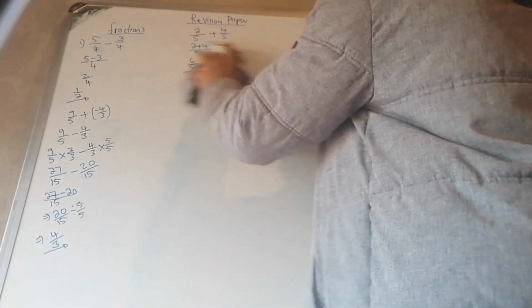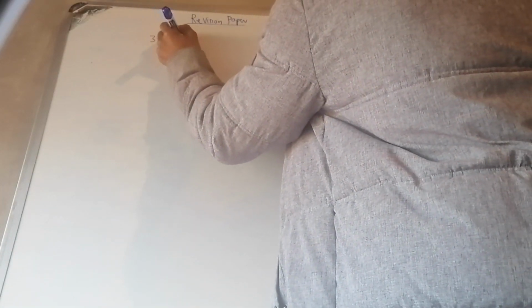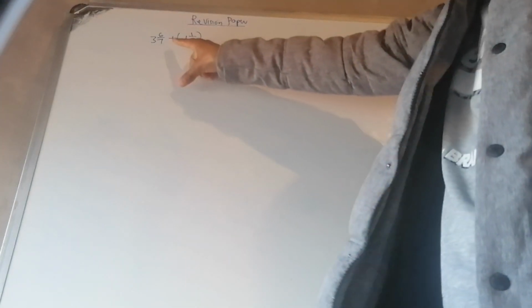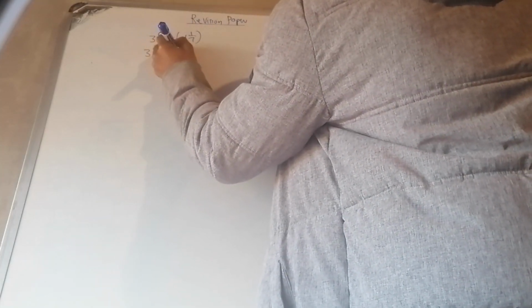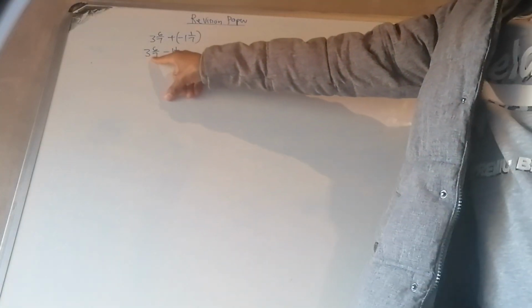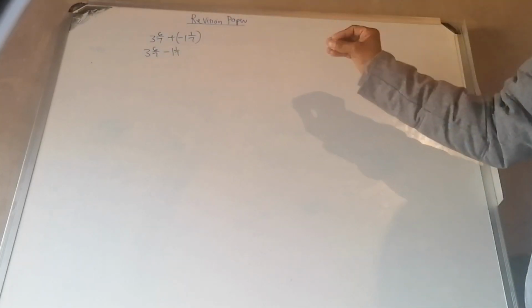Let me erase this. 3 6 over 7 plus negative 1 and 1 over 7. They want you to simplify that. Now, positive times negative: you are doing 3 6 over 7 minus 1 1 over 7, because it is a positive times a negative, which gives a negative. Now, we can calculate. So come on.